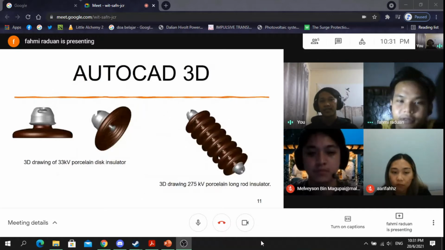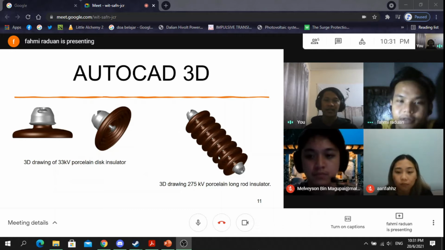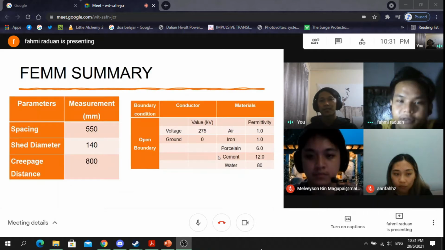So this is our AutoCAD 3D drawing. As in the figure on the left, there is each of the 33 kilovolt porcelain insulator discs, and on the right side is the assembled 3D drawing of the 275 kilovolt porcelain rod insulator. Next. So this is the FEMM summary.